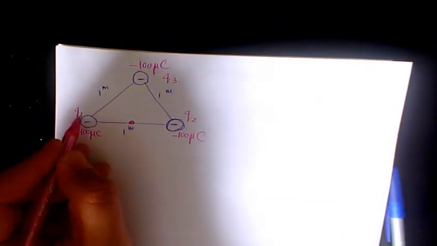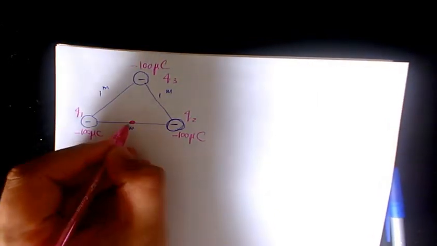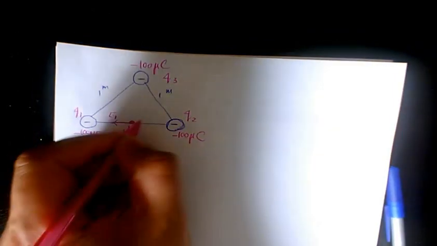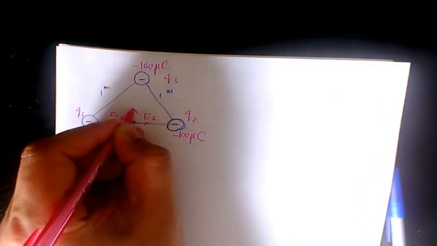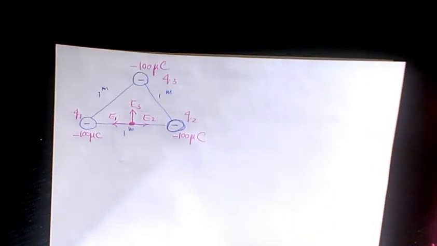So the electric field for this charge is going to go toward this way. So we have E1. For Q2 it's going to go this way, E2, and E3 is going to go this way, E3. Let's find each of them.